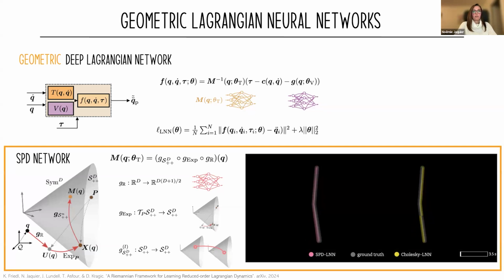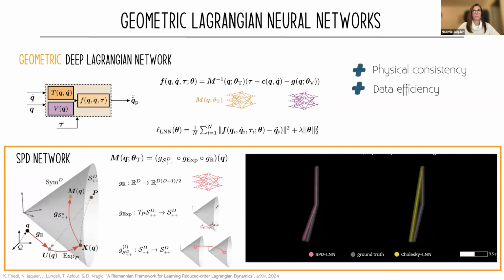And with that, we can have a look at what type of results we obtain. So here you have on the left, the prediction of the symmetric positive definite network, and on the right, the prediction of the Cholesky network. So you see that considering the geometry of the mass inertia matrix clearly helps in having longer term predictions. So now we have a network that is physically consistent. Because of that, it's data efficient and the predictions are improved.